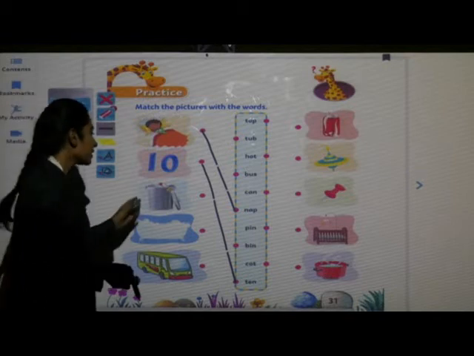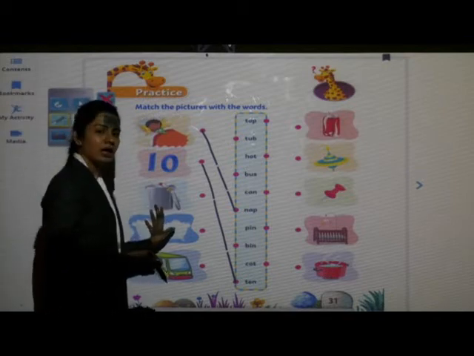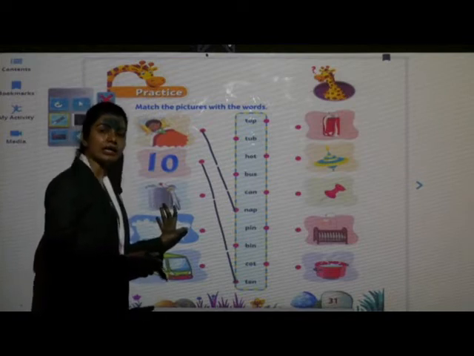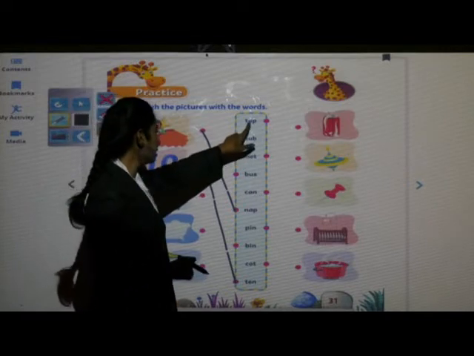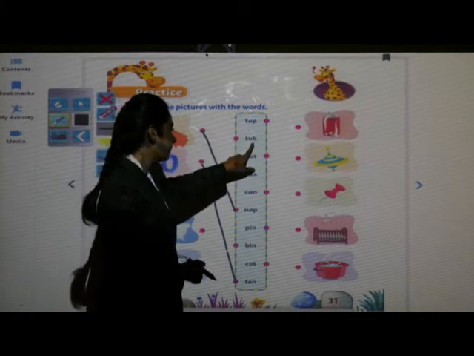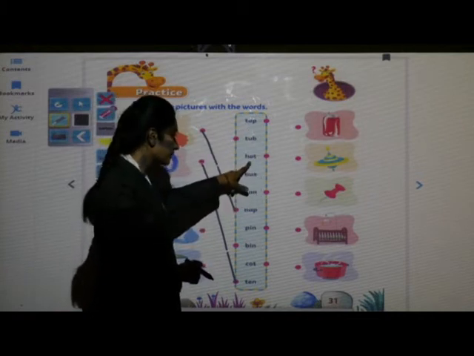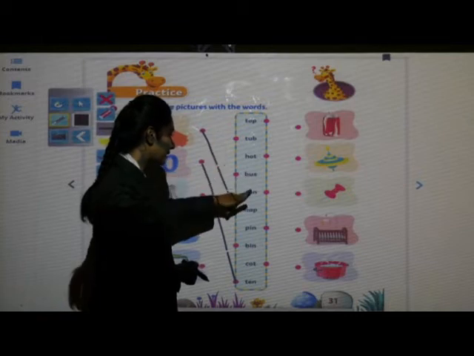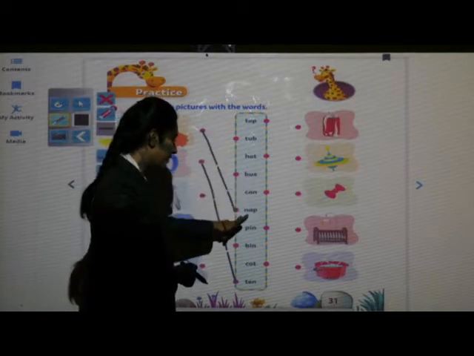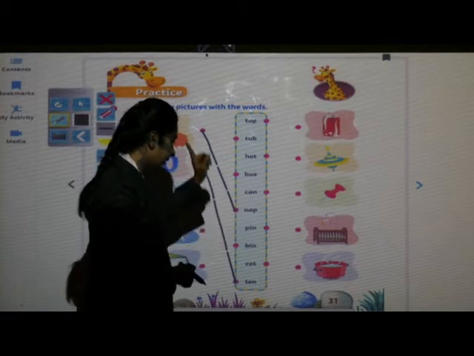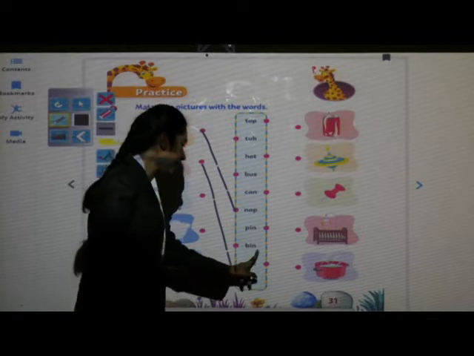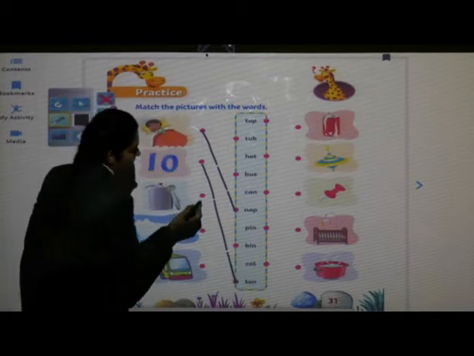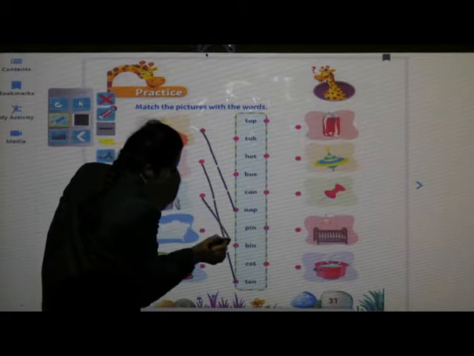Okay. Next, can you see this children? What is this? In your kitchen it is there, right? Or your living room also. What do we call this? Bin, dustbin. In short form we can say bin. So read the spelling. Top, tub, hot, bus, can, nap, pin, bin. Say B-I-N bin. So you have to match here.